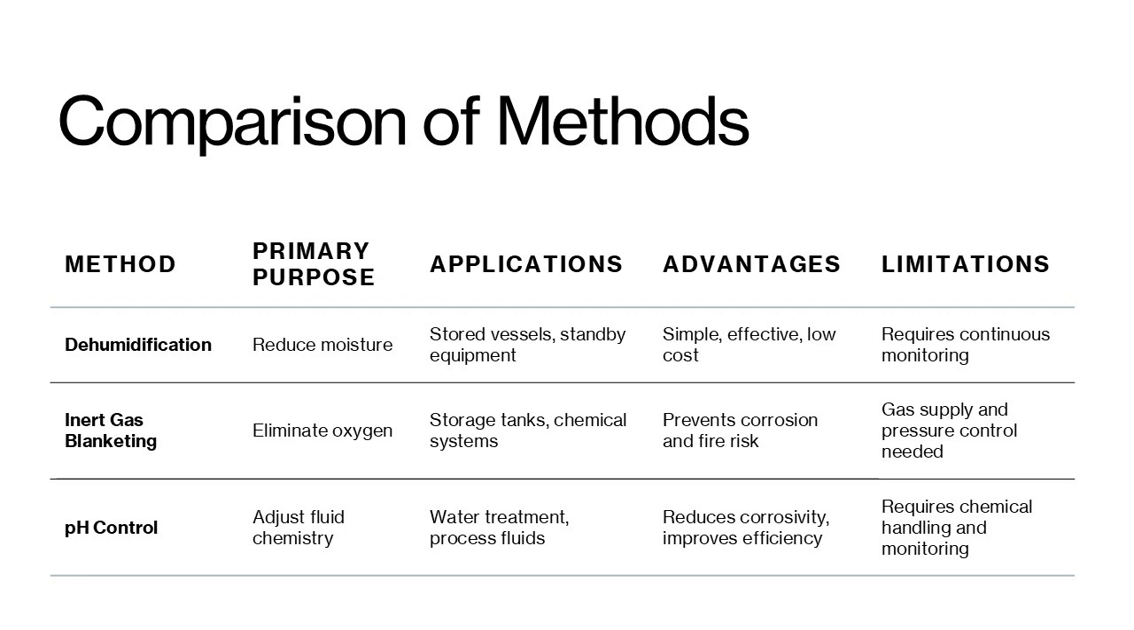While these methods can be used independently, combining them often yields superior protection. For example, vessels may employ both inert gas blanketing and pH control to address multiple risk factors. The choice of method depends on factors such as equipment type, operating environment, cost considerations, and regulatory requirements. A comparative analysis helps organizations select the most appropriate strategy for their needs.